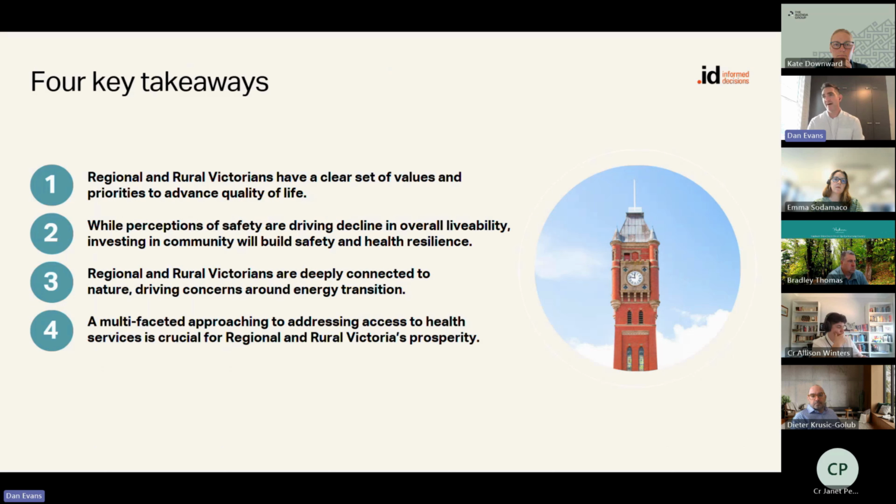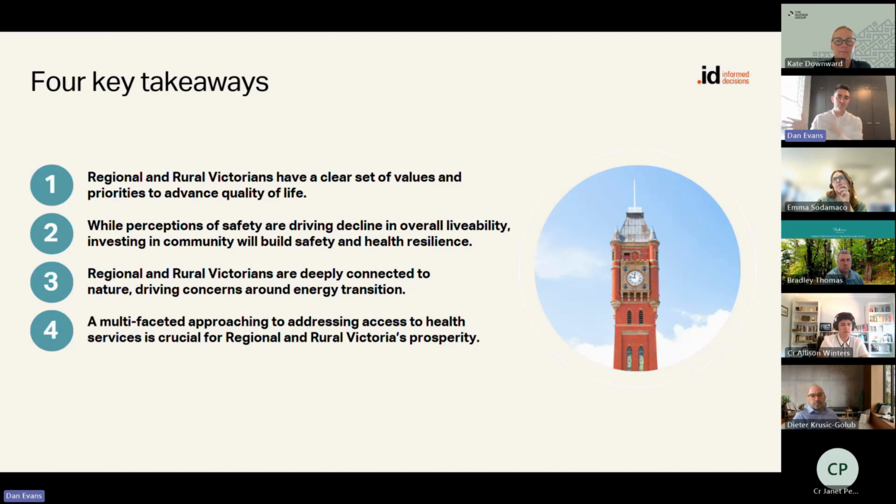Okay, so just to close now, 4 key takeaways. I just really want to call out that while we tend to focus on what needs to improve, there's a lot really good happening in regional and rural Victoria. And regional and rural Victorians, the best thing they have is a really clear set of values and a clear set of priorities. So it's like we have this belief in safety, nature, health, and housing. We score our local areas this. Therefore, this is what you should focus on across all levels of government. They don't really care who's going to do it, but they know you need to focus on it.